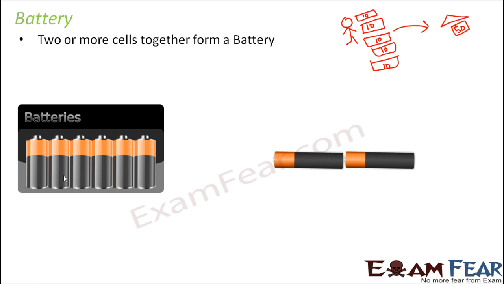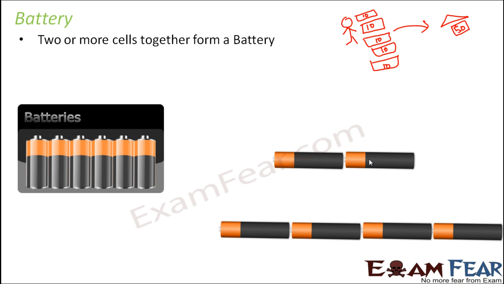So look at this. Here we have two cells which are connected back to back to form a battery. Now a battery can be a combination of two cells. A battery can also be a combination of four cells. It can be more than four cells. So how we connect the cells to form a battery is that the positive terminal of one cell is connected to the negative terminal of the second cell, and so on.